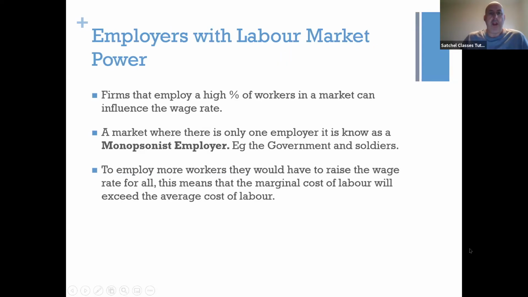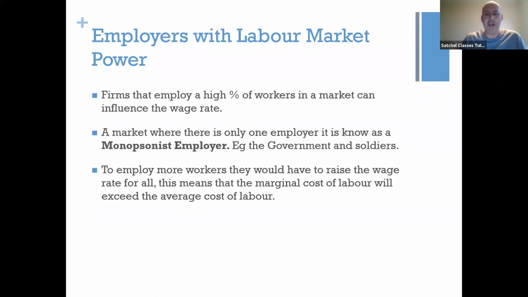Now, another thing that we can do is look at what kind of market there is. Employers with labour market power. So firms that employ a high percentage of workers in a market can influence the wage rate. So for example, a large steelworks operating in a town. There they act as a monopolist employer, where there is only one employer in the market.